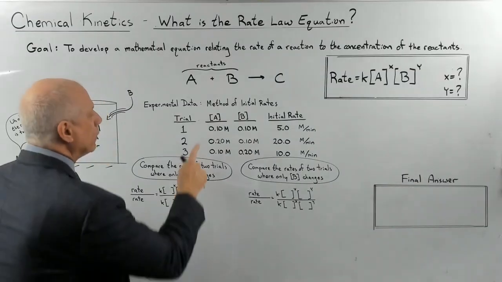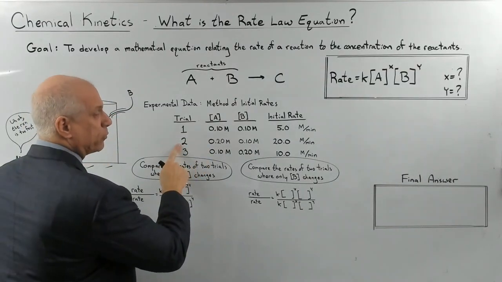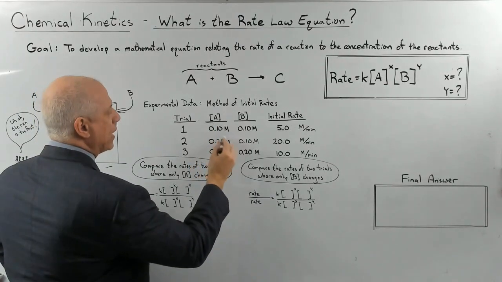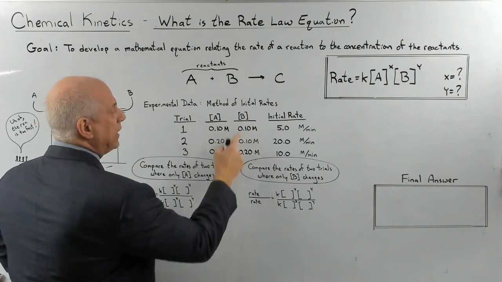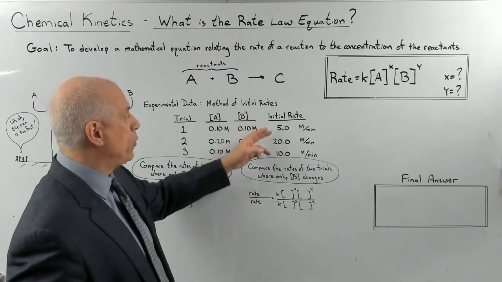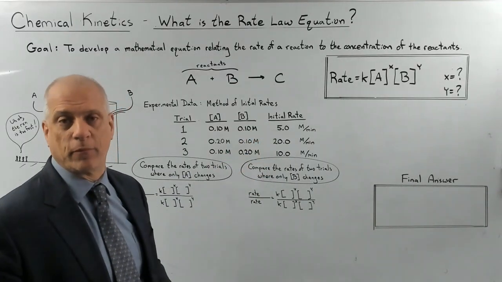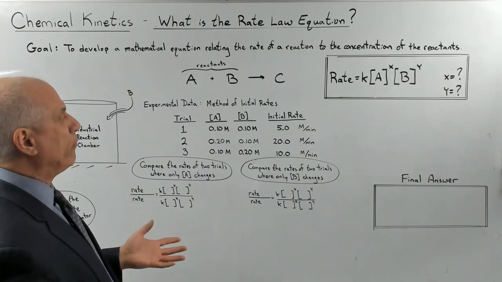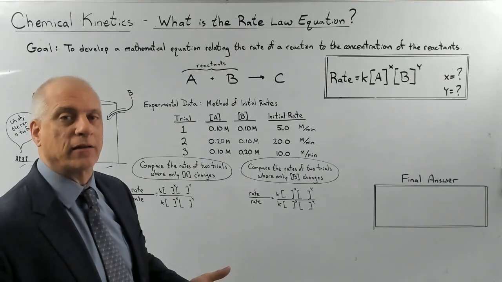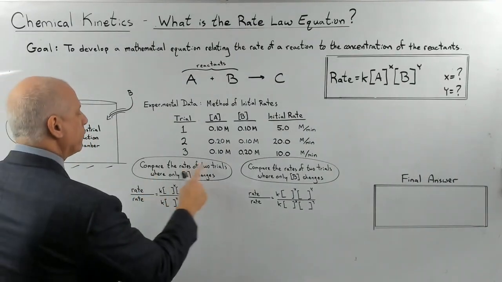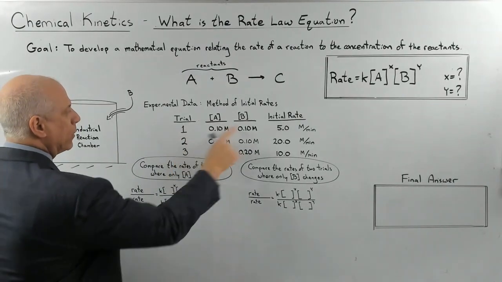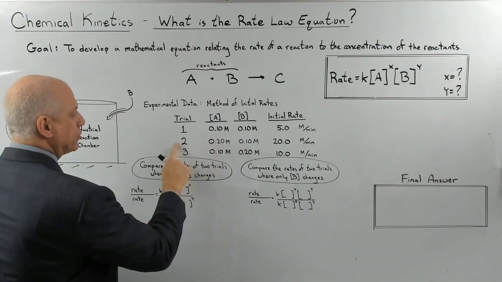In this case, we're going to perform trial 2. We're going to repeat this experiment, but you'll notice that now we have doubled the concentration of A while keeping the concentration of B constant. And we notice that there is a difference in the rate. So what is the order of reaction with respect to reactant A? To do that, we're going to compare the rates of 2 trials where only A changes, and that's going to be trial number 1 and trial number 2.